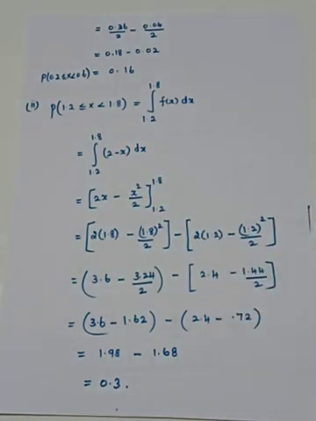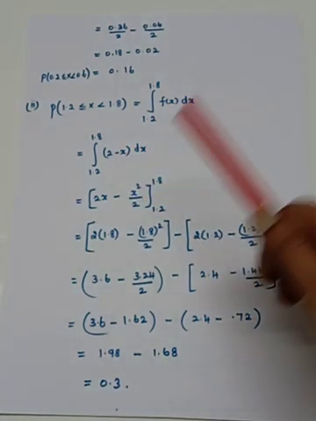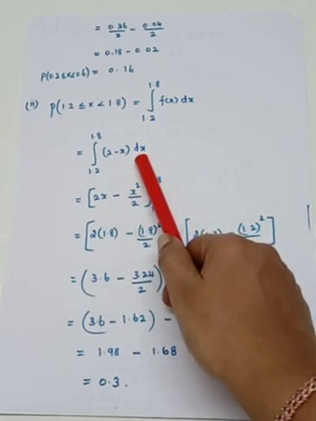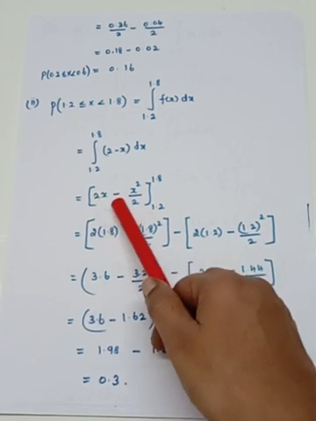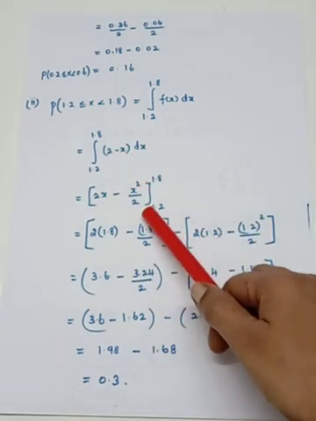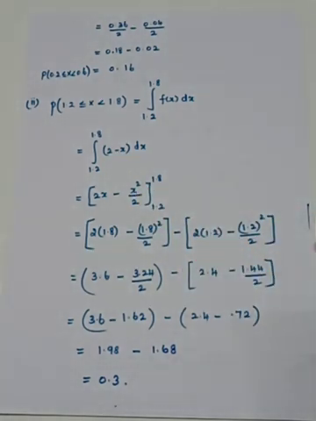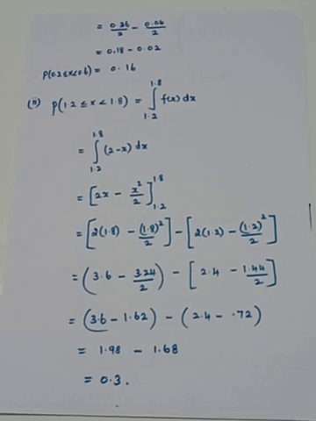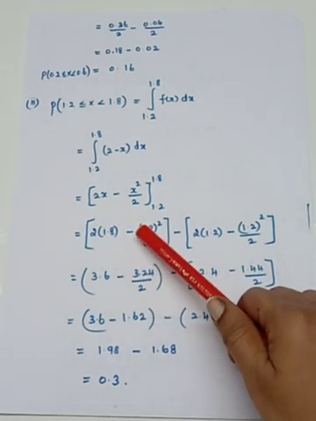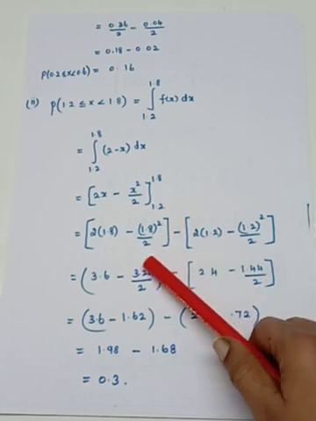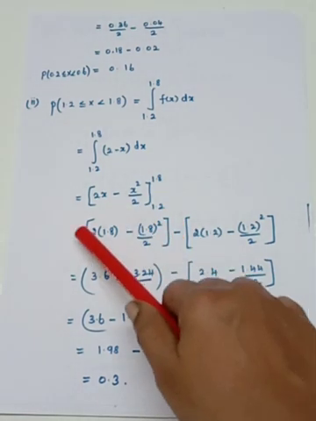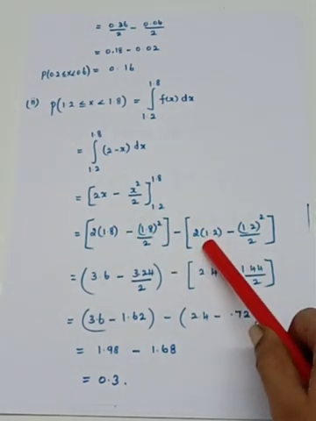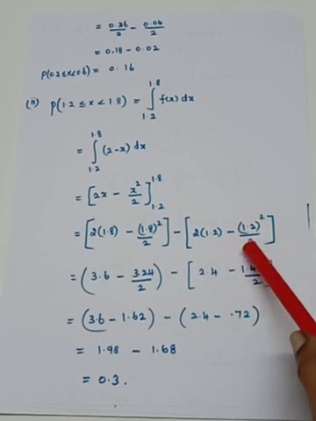Now what you have to do? 2 minus x has to be integrated. If you integrate 2, it's a constant, so it has to be integrated with respect to x. So that is 2x minus x squared by 2. And you have to apply the upper limit. So 2 into 1.8 minus 1.8 the whole squared by 2 minus. Why? It's upper limit minus lower limit. Lower limit is what? 1.2. So 2 into 1.2 minus 1.2 the whole squared by 2.